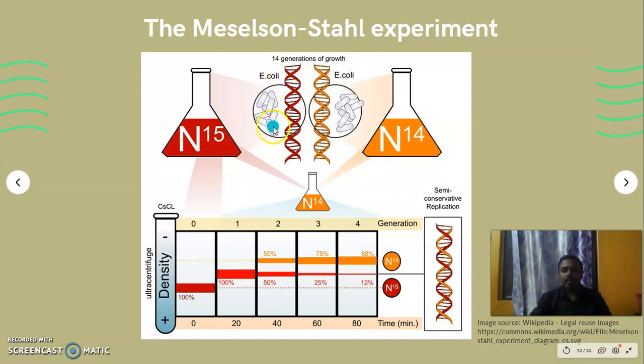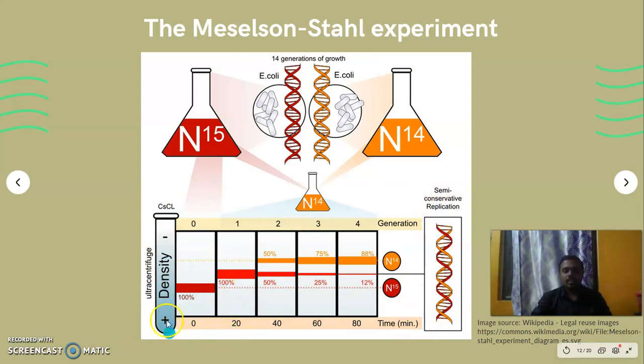To identify this, they grew it for 14 generations. That is, after inoculating into N14, they checked 14 different generations of growth. And as I already mentioned, they knew the replication time of this E. coli culture, which was around 20 minutes. So every 20 minutes, the E. coli gets replicated. So this is the result they got after collecting the readings.